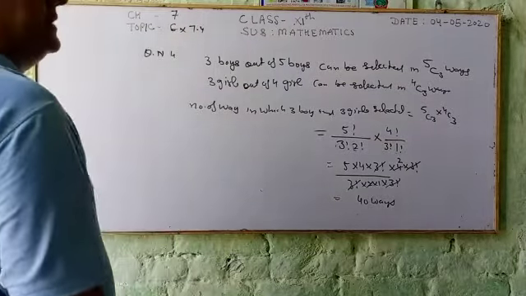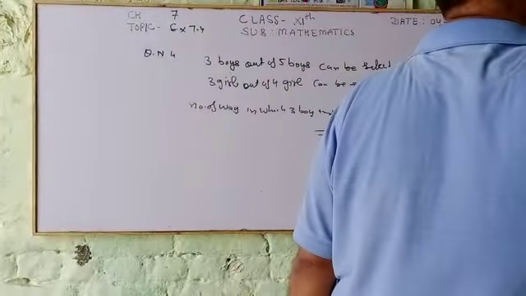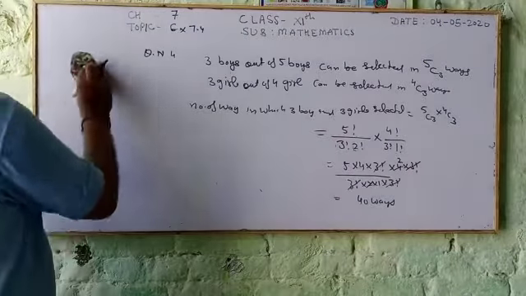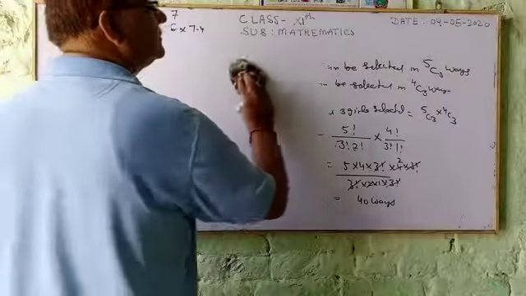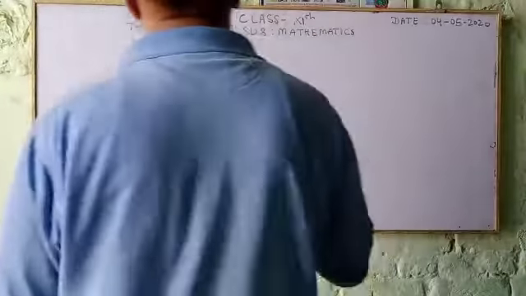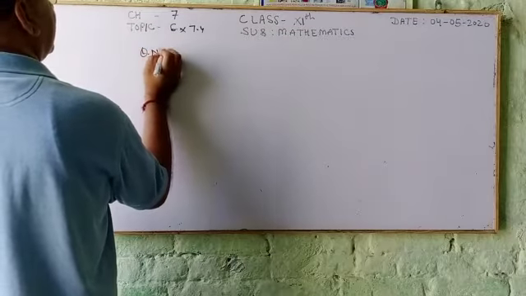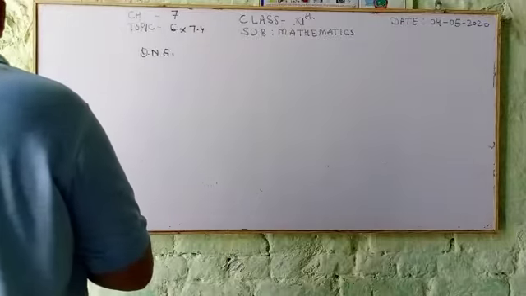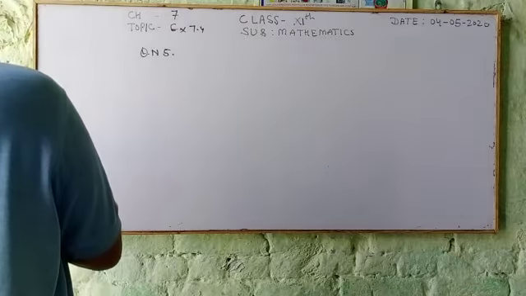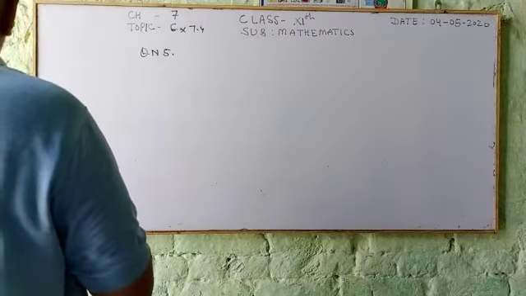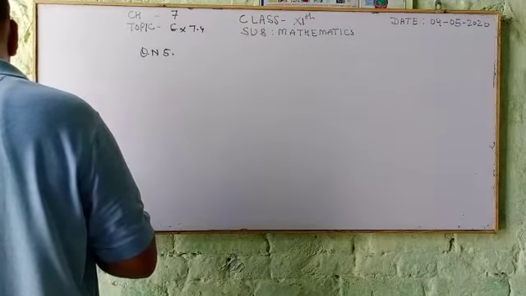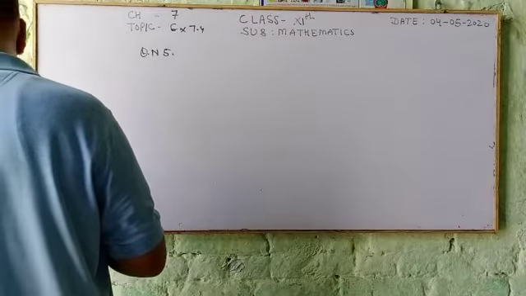Next question, question number 5 of exercise 7.4. Find the number of ways of selecting 9 balls from 6 red balls, 5 white balls and 5 blue balls. In each selection consists of 3 balls of each color.